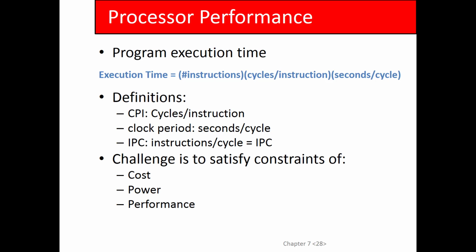And then you have the seconds per cycle, which is the clock rate. Well, actually, that's the clock period. The rate would be cycles per second. But this is the clock speed: seconds per cycle. So a 1 gigahertz processor would be 1 nanosecond, one billionth of a second, per cycle. That's what that refers to.